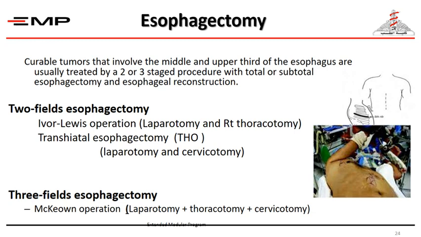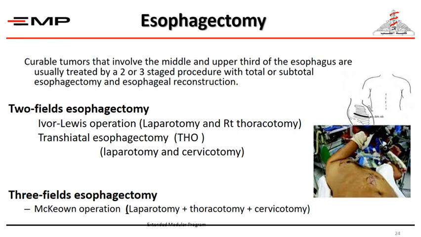For curable tumor which involves the middle and upper third of the esophagus, we usually do what is called a 2 or 3 stage procedure: total or subtotal esophagectomy and esophageal reconstruction. The 2 field or 2 stage esophagectomy is in the form of Ivor-Lewis operation and transhiatal esophagectomy.